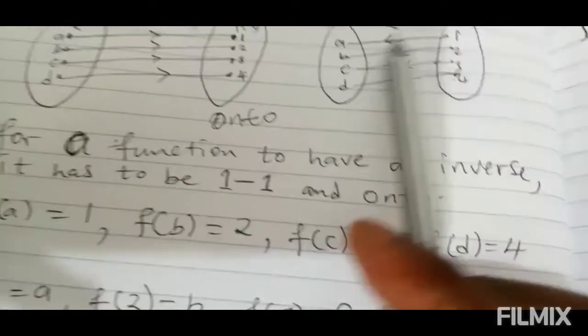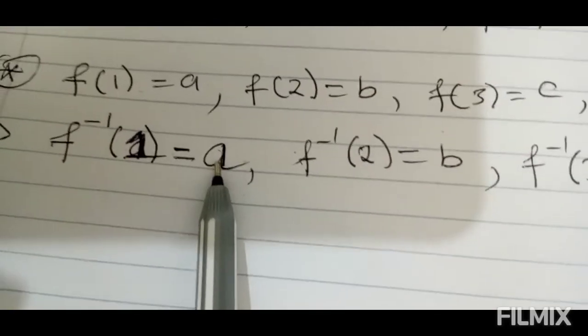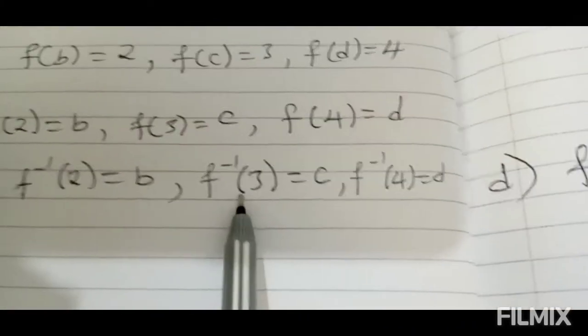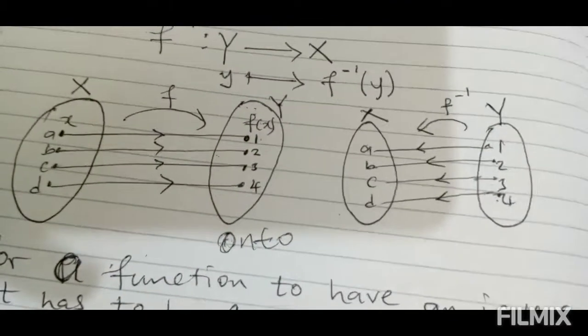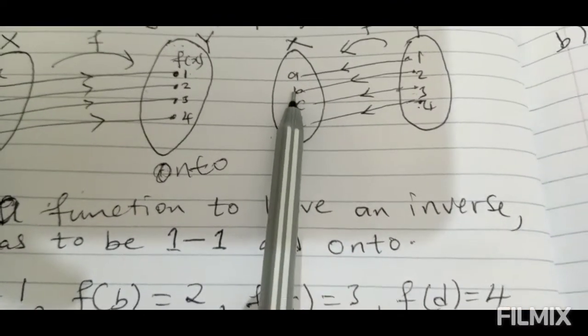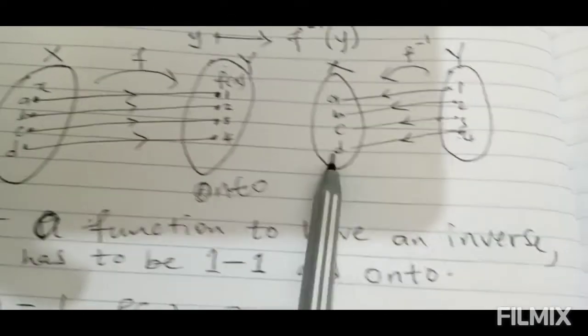So now, since 1 goes to A, F inverse of 1 is A. Then F inverse of 2 is B. F inverse of 3 is C. F inverse of 4 is D, because 1 goes to A, and that's the inverse of the actual function. And F inverse of 2 is B, F inverse of 3 is C, F inverse of 4 is D.